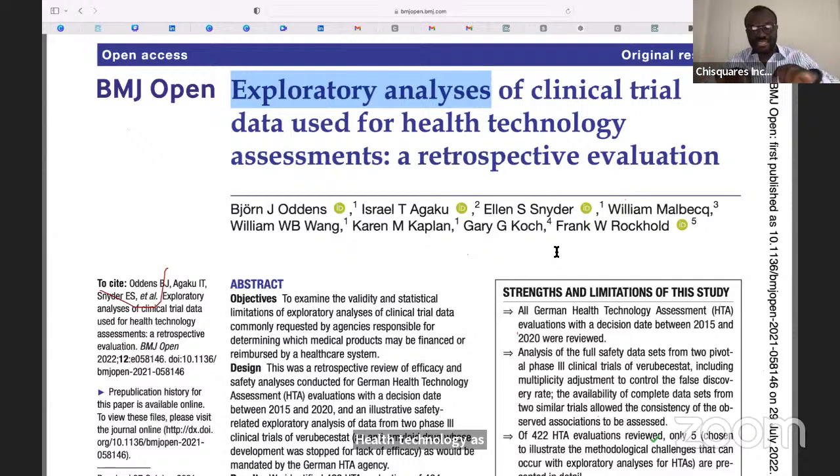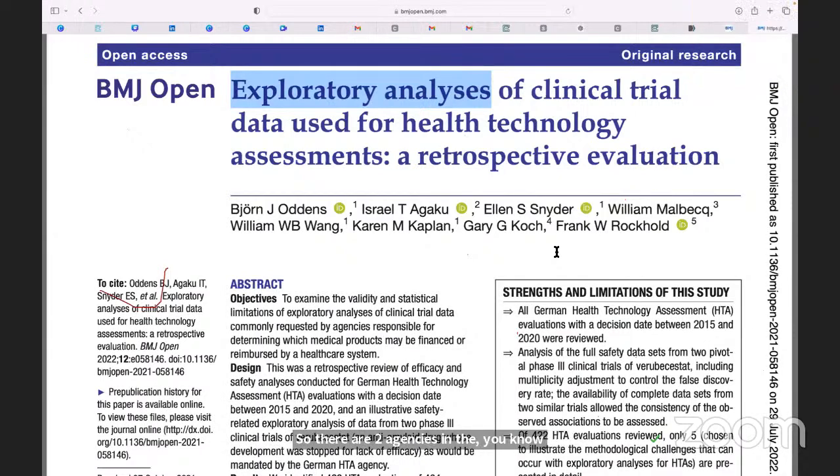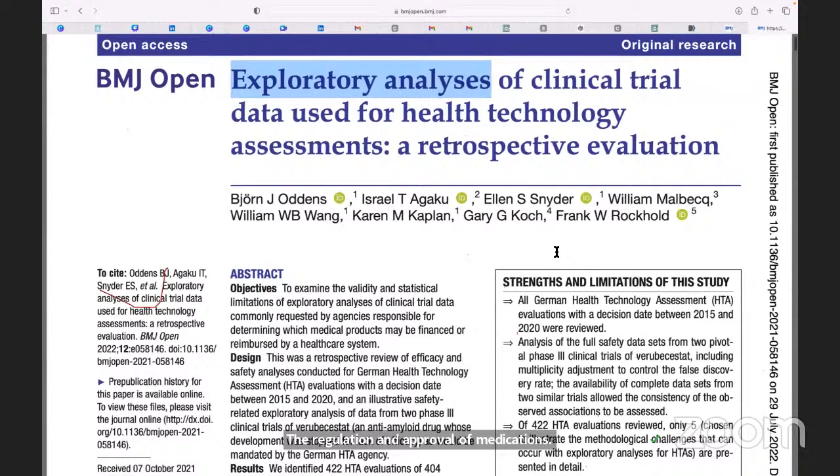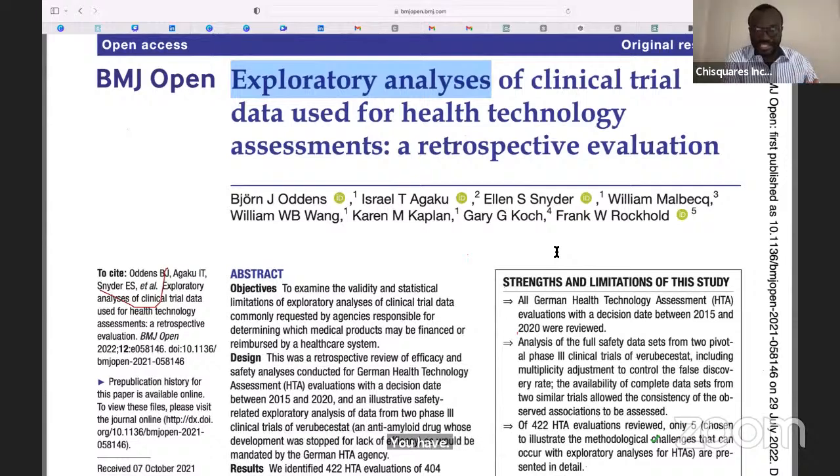So there are two agencies in many countries that are related to the regulation and approval of medications. You have the regulatory agencies like the FDA or the European Medicines Agency that would review the results of the clinical trial and approve that, yes, this drug is efficacious and safe. Those are the two things we look out for in clinical trials. Is it efficacious and is it safe? Now, you have HTA agencies, which are responsible for approving the medication to be used among patients and paying for the coverage and all of that.